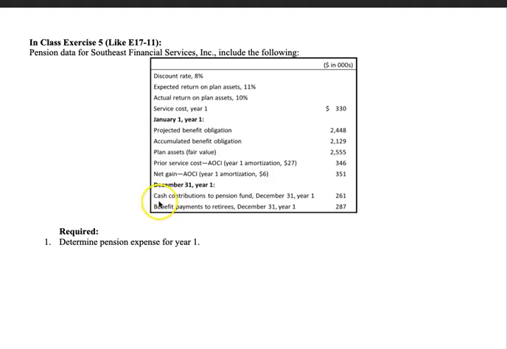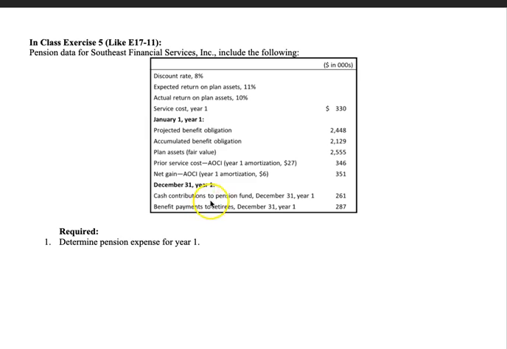Then December 31, they tell us cash contributions to the pension fund were $261 million. That's the amount of cash we put into our pension fund this year. And then the benefits paid to retirees were $287. That's the amount we paid to prior employees. Both of those are needed. The benefits paid are needed to calculate your PBO and your plan assets. Cash contributions here is needed to calculate your actual plan assets.